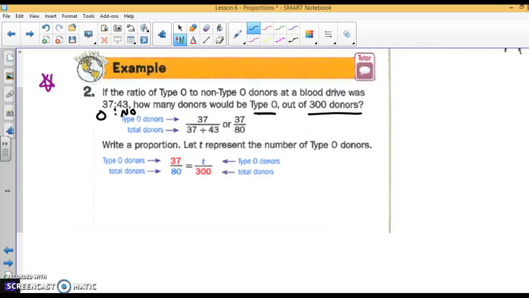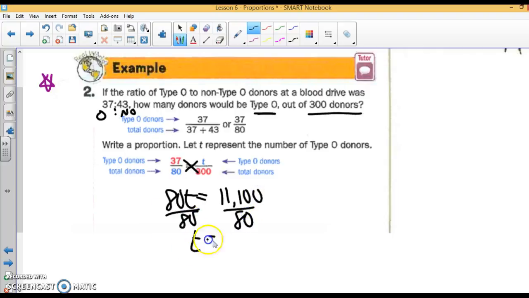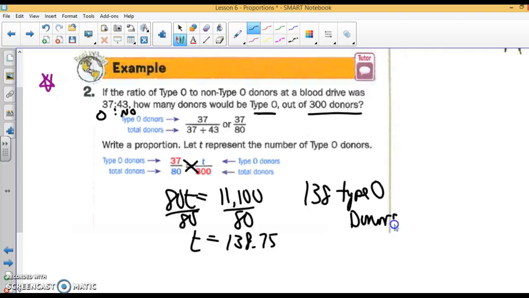So we set up our proportion, both sides have to be the same. Type O over total. Type O over total. Now, how do we solve this? Cross multiply. 80 times T is 80T. 37 times 300 is 11,100. Divide both sides by 80, and we get T is 138.75. So 138 type O donors, because we don't have enough for 139. We can't round up. We don't have enough.